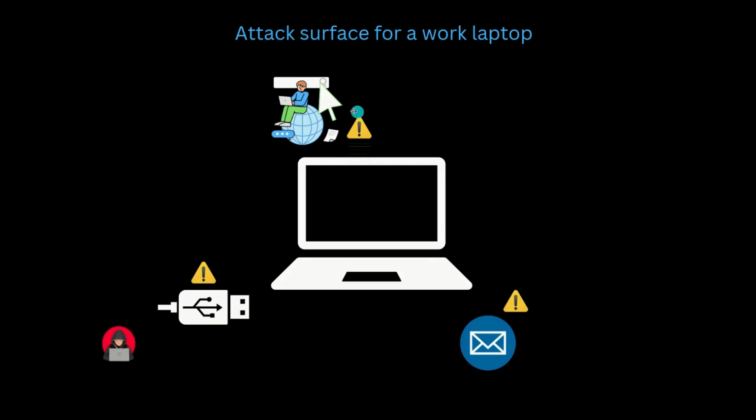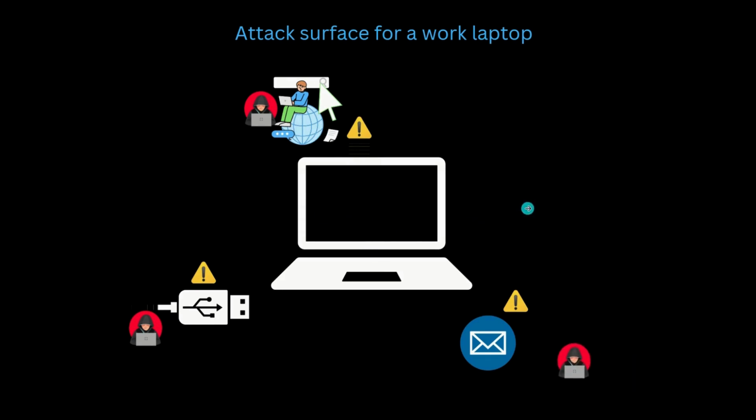Then internet browsing and downloads. When browsing the web, a user might accidentally click on a malicious link, leading to drive-by downloads where malware is installed without any user interaction. Users may download seemingly legitimate software that is actually a Trojan or contains a backdoor and end up compromising their system.